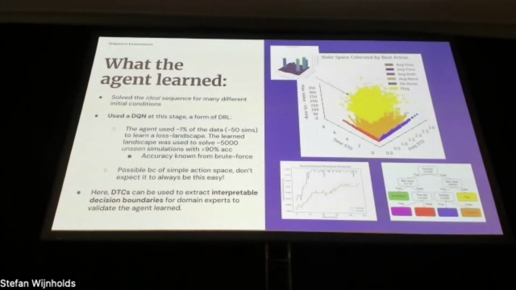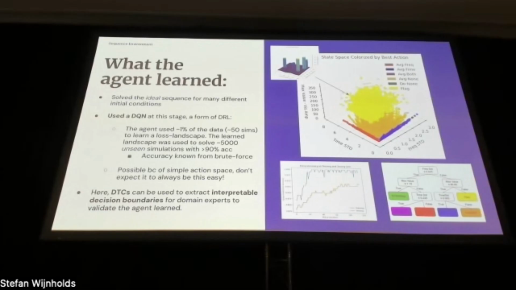And in short, it solved the sequence for many different initial conditions. For this, we actually used a deep Q network, which is a form of implementing deep reinforcement learning. But the neat part about this is that the agent only used 1% of all the simulations we made. So about 50 simulations it was able to play with to build up its learning of the loss landscape. That loss landscape was then applied across 5,000 unseen data sets, which it was actually able to solve correctly for 90% of them without seeing most of them. So that's the achievement and the kind of the scale up that we like to see.